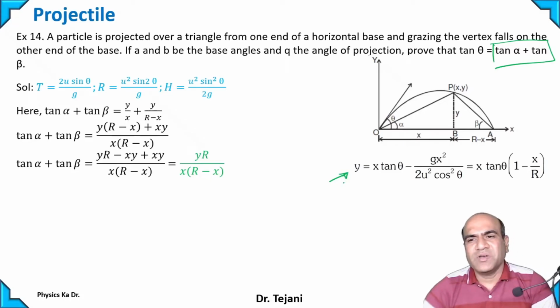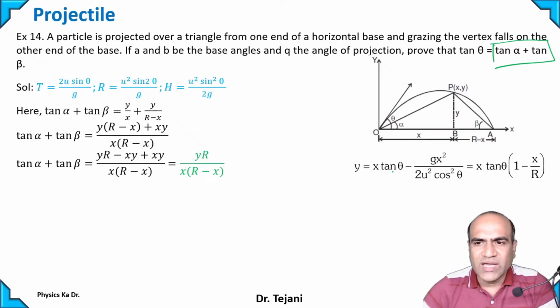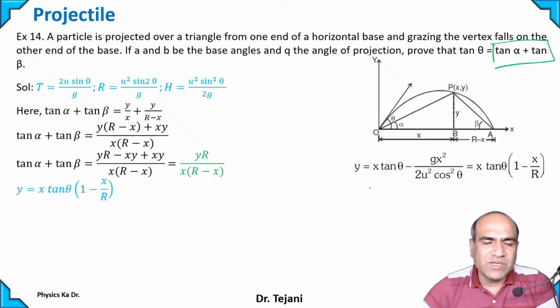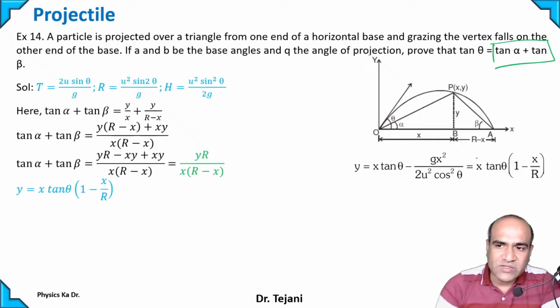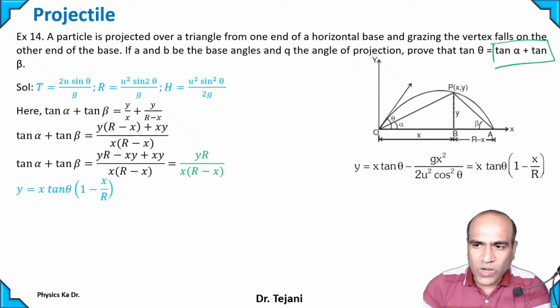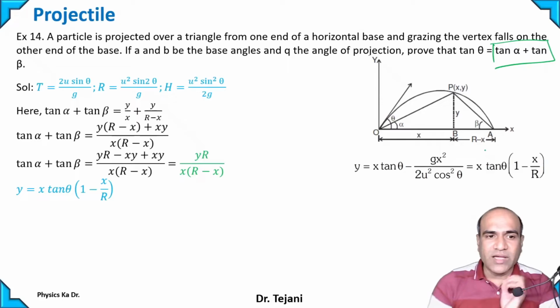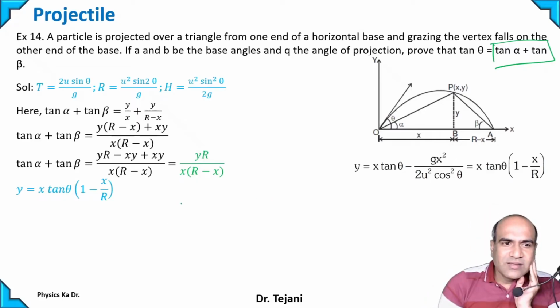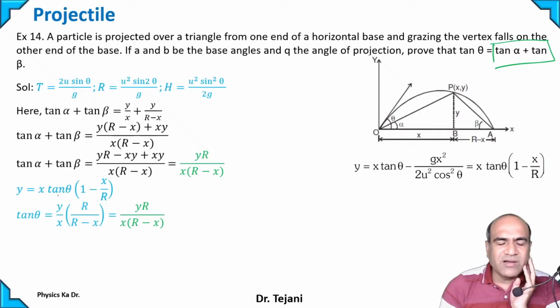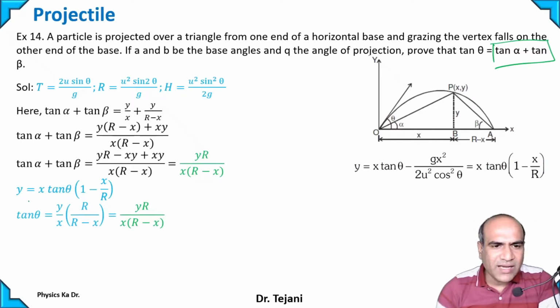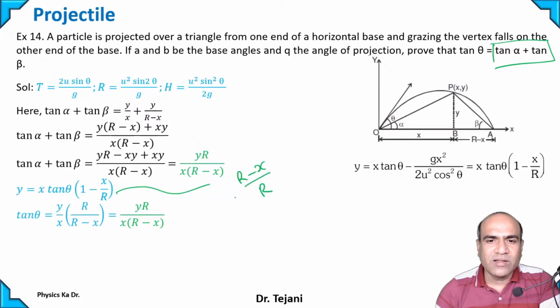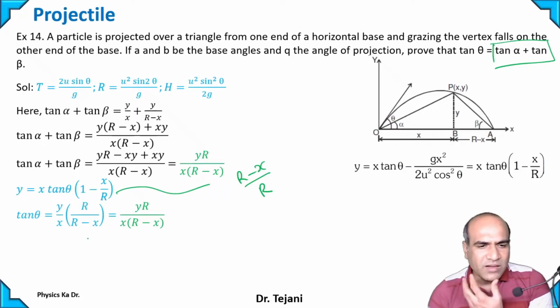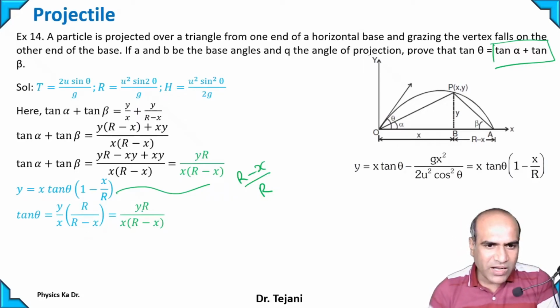We have a big equation. Tan theta is equal to x. Y is equal to x tan theta minus. Oh, big equation. Also, we have this equation. Y is equal to x tan theta (1 minus x by r). So tan theta we can take one side. Tan theta is equal to y by x. If I take this r minus x divided by r, it goes on the opposite side, so it becomes r by r minus x, so equal to y by r.